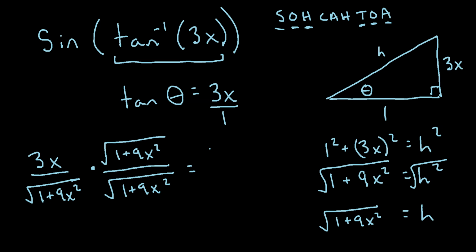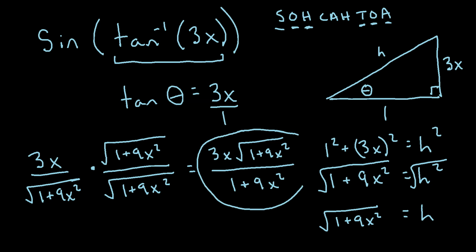So in the numerator, we get 3x times the square root of 1 plus 9x squared, and in the denominator, when we multiply these two square roots together, the square root sign goes away and we're just left with 1 plus 9x squared. So that is our final answer. That's how we can write this original trig function as an algebraic expression.